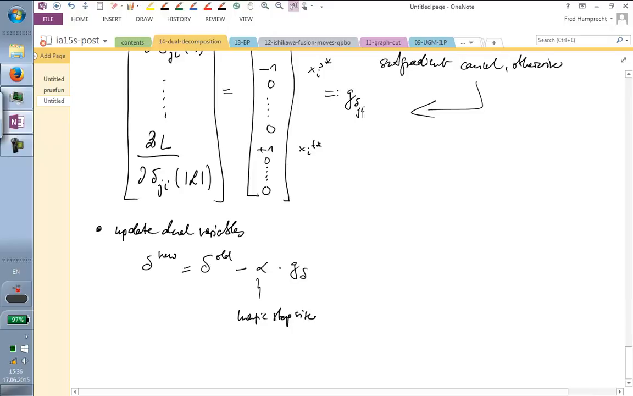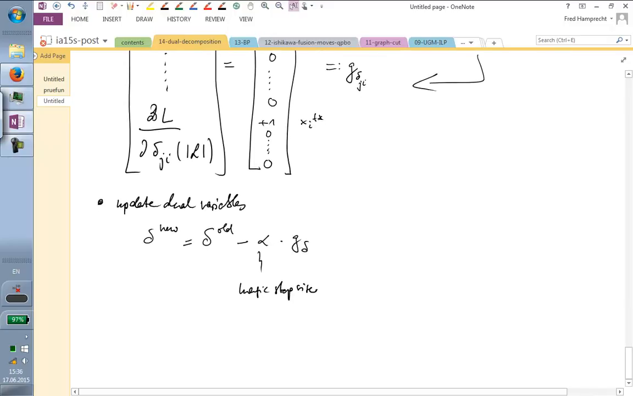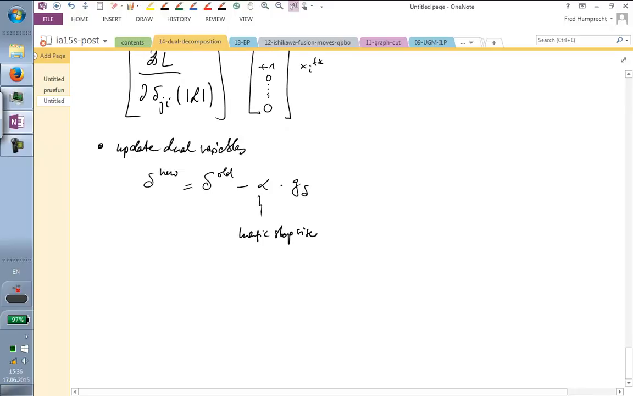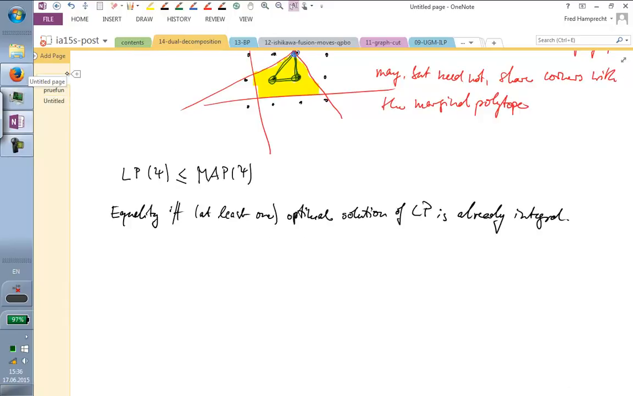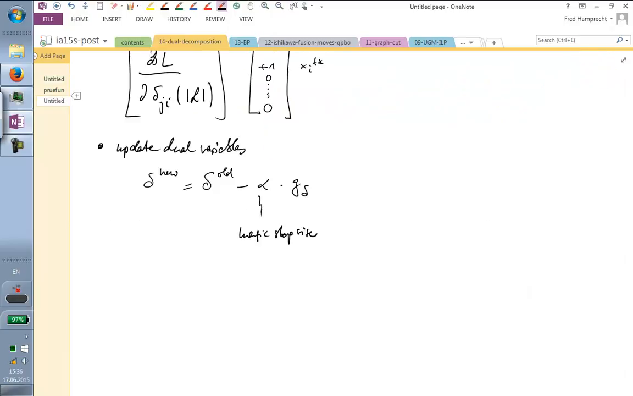Okay, so this thing here, this update of the dual variables, the picture that I've drawn last hour somewhere, let me look for it.